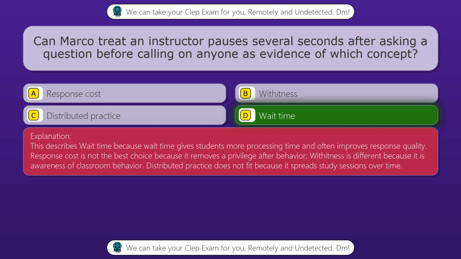This describes wait time because wait time gives students more processing time and often improves response quality. Response cost is not the best choice because it removes a privilege after behavior. Withitness is different because it is awareness of classroom behavior. Distributed practice does not fit because it spreads study sessions over time.